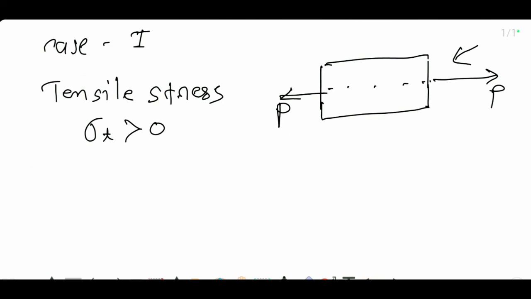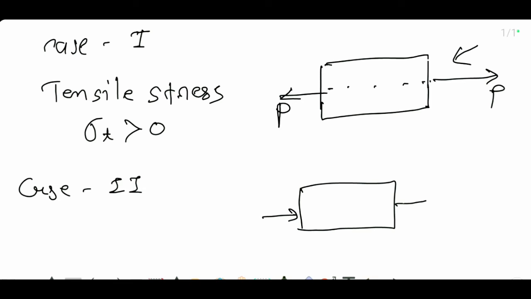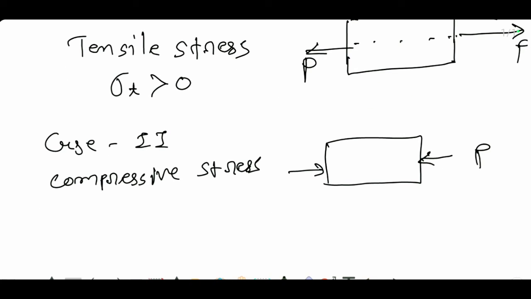And when the fibers of the component tend to shorten due to the external force, it is called compressive stress. It is always negative: sigma c is less than 0.